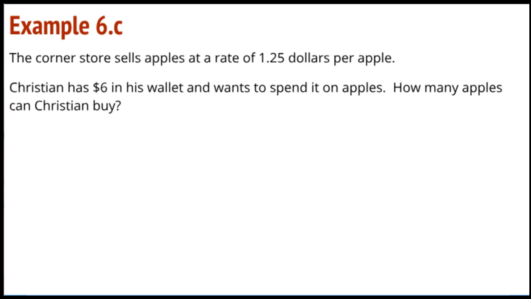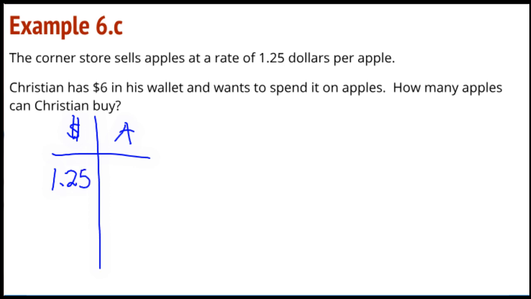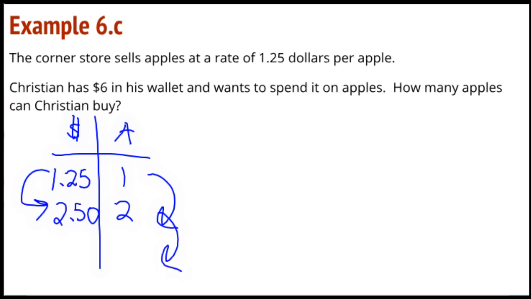All right. So Christian has $6 in his wallet and wants to spend it on apples. How many apples can Christian buy? So he's got $6. I can once again do my chart here. I've got my dollars and I've got my apples, and I know that I've got a ratio of $1.25 to 1. I can double this, and get $2.50. I can double again and get $4 and $5. I could add one more.